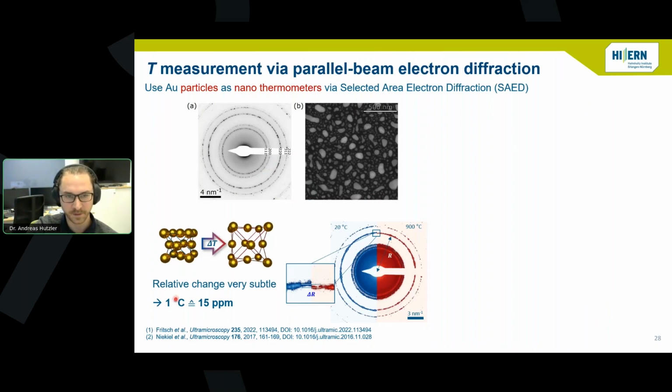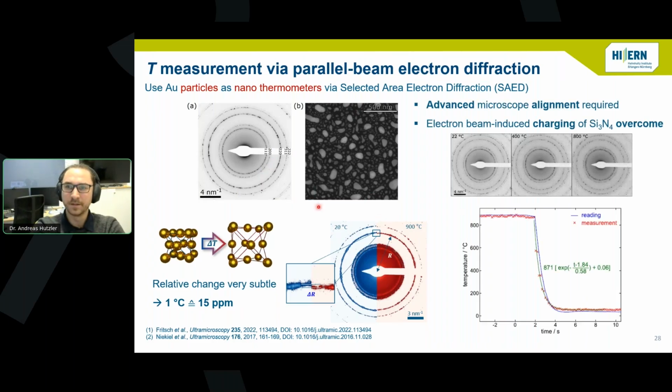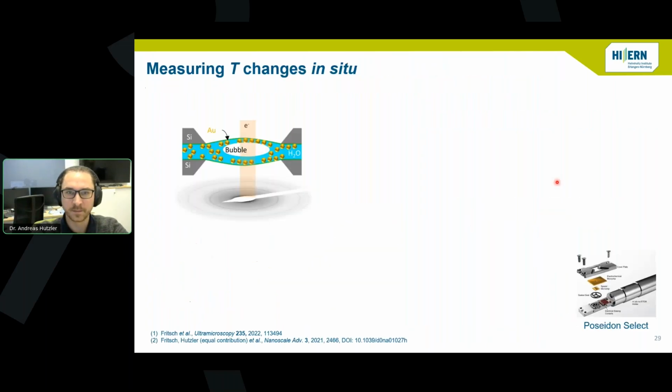And you actually have to be very precise for this, for getting some results. So 1 degree C equals roughly 15 ppm of a single pixel. And this is the change that you get from heating the sample up from 20 degrees C to 900 degrees C. You need a special microscope alignment for it, and also take care about charging effects to be that precise. But it was possible to do this measurement in situ. What we had to do is we had to introduce a gas bubble, because with a micrometer thick liquid, you basically lose the zero beam.